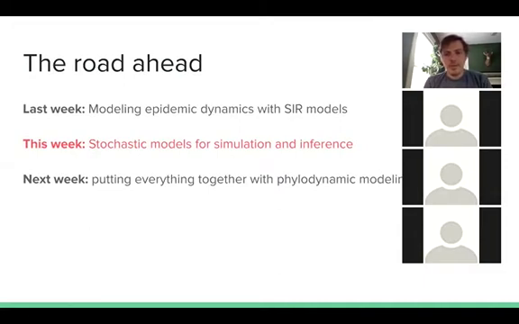This week, we'll move on to consider stochastic models that can be used both to model epidemiological dynamics, as well as in molecular epidemiology to, for example, simulate phylogenetic trees and sequence data. And then next week, we'll, of course, try and put everything back together using phylogenetic models that try to combine the epidemic models that we've been talking about in these past 2 weeks with phylogenetics.